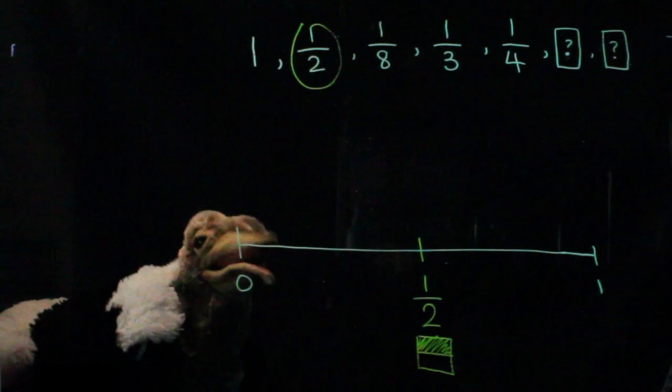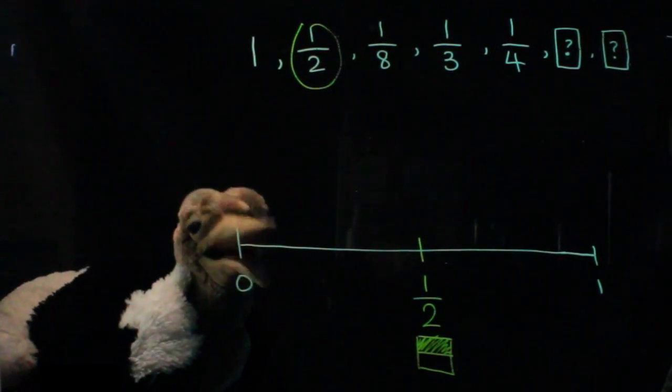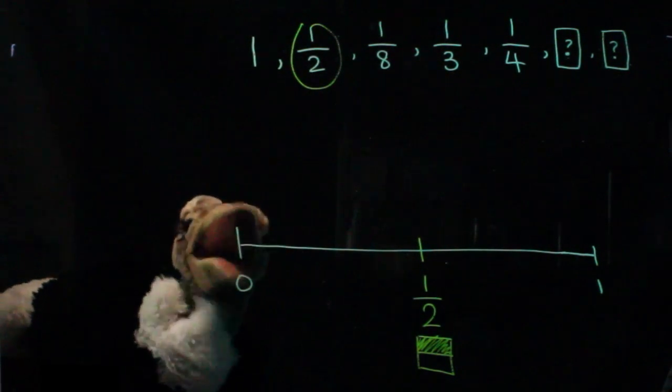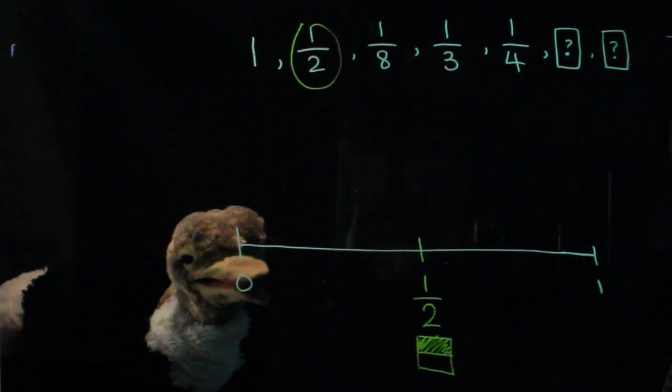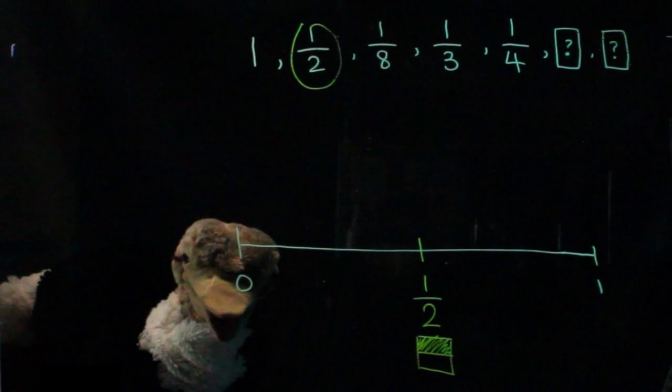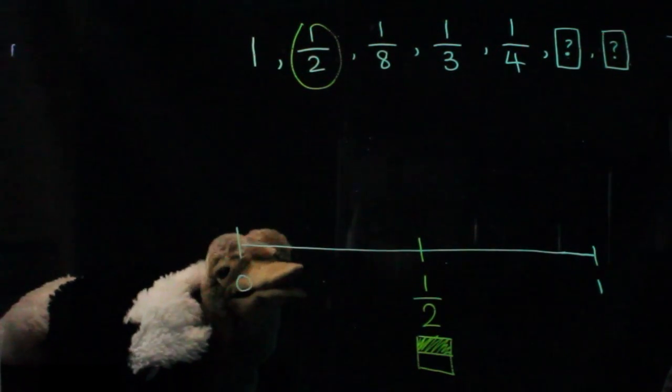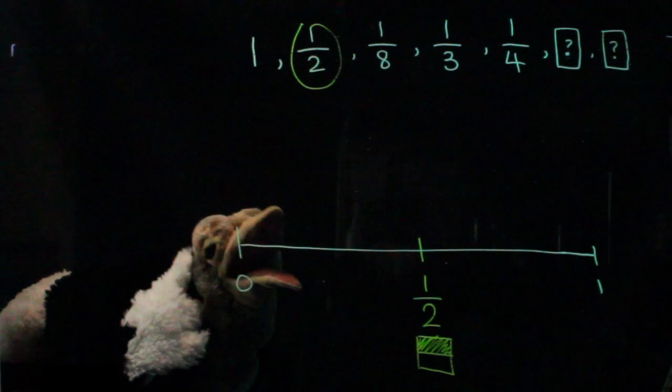Let me see. How would I do this? How would I order these fractions? Which one is greater than which? Which one would be closer to 0 and which one would be closer to 1? Let me think.